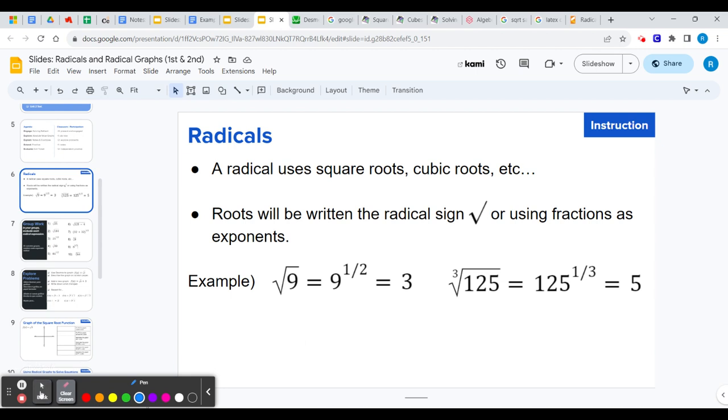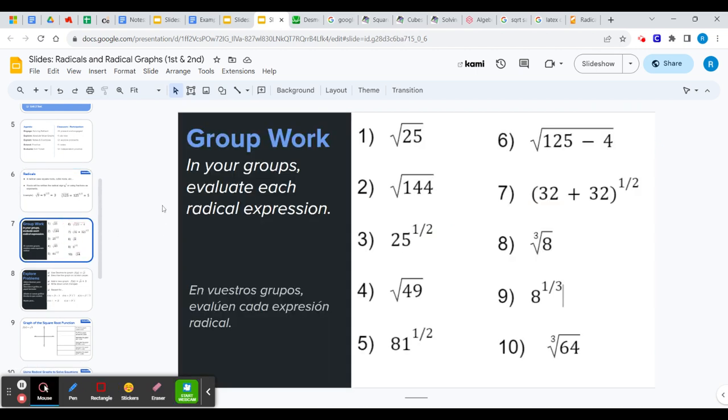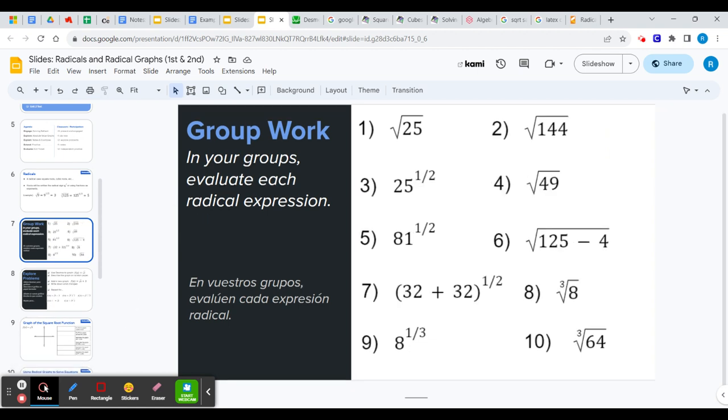So on your note sheet, there's a chance to practice working with this stuff. 10 problems. So try out evaluating these problems and be on the lookout for the differences and similarities when we see the radical sign versus that fraction to the 1/2 power. Work through that. Check your answers against someone else. Use your calculator to check your answers. And then when you're done, unpause your screen and we can move on to the next part.